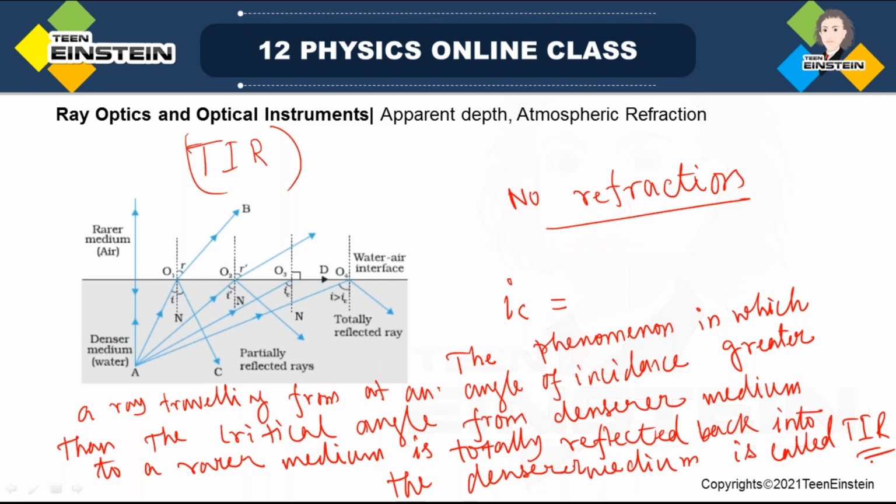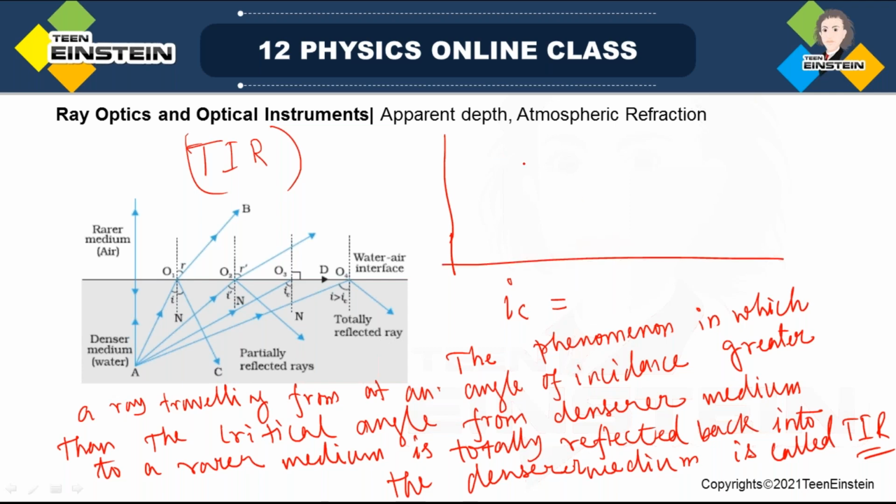Now we'll see a few things in total internal reflection. This phenomenon is seen in the atmosphere in various places. We'll see one or two examples of that, and this concept of total internal reflection is used in many places.